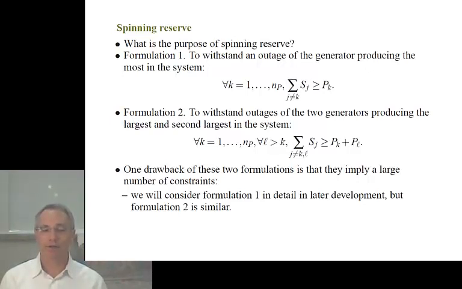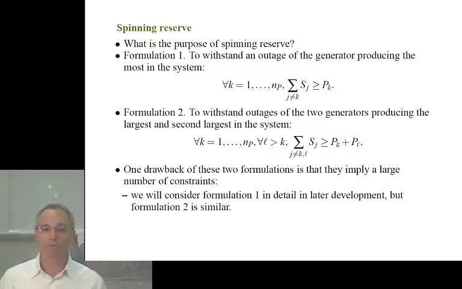At the outset, I don't necessarily know which is the largest generator in the system, nor in particular do I know which generator is producing the most in the system. That might not be the generator having the largest capacity, although generally it is. In many cases, I can guess that, though. But for now, let's not assume that we know which generator is producing the most. And so that means we're going to need to impose a constraint for each possible generator that we've got enough reserves to cover its outage.